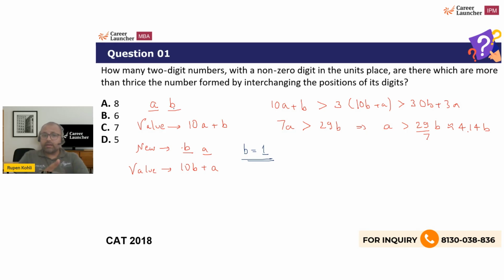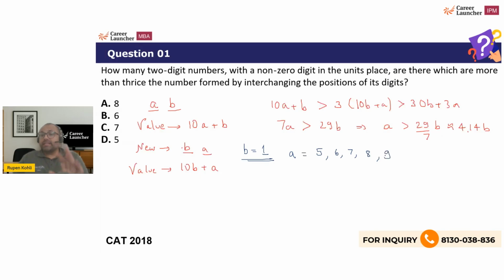नहीं तो अगर b जीरो हो जाएगा तो जो रिवर्स करके नंबर बनेगा वो एक सिंगल डिजिट नंबर होगा, right? If you reverse the digits of the number 50, you get 5. So he doesn't want the number obtained by reversing to be a single digit number. So when b is 1, how many values can a take? A is more than 4.14. So A has to be at least 5, more than 4.14, and it's a digit. So it can take the values 5, 6, 7, 8, 9.